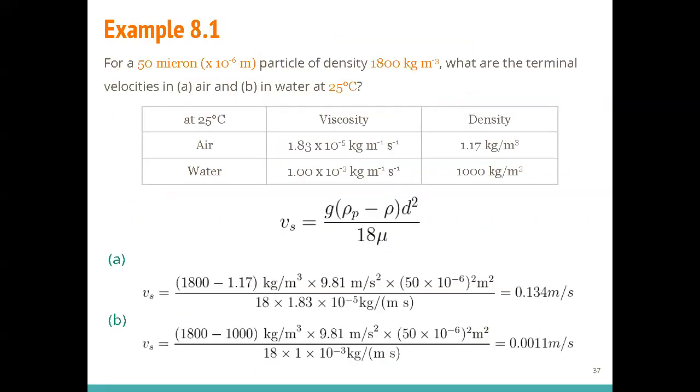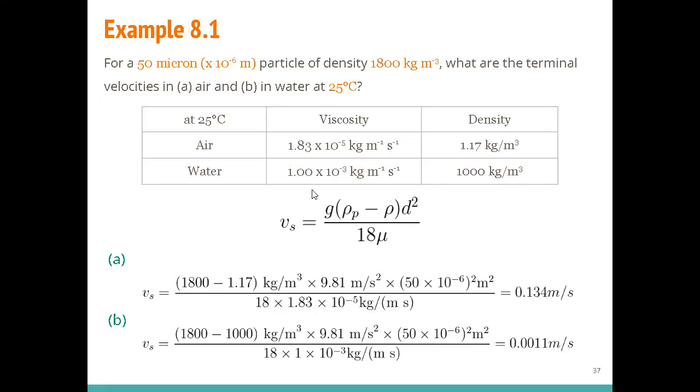Okay, so this is an example. It's asking you the terminal velocities of some particles here with the particle density given to you, and you just use the equation in here. G is just gravity, and this one is particle density. Rho is the density of the material you're settling inside. So for air, it's 1.17 here, and for water, it's 1,000. So this is the only difference between these two, okay? And of course, the viscosity is not the same.